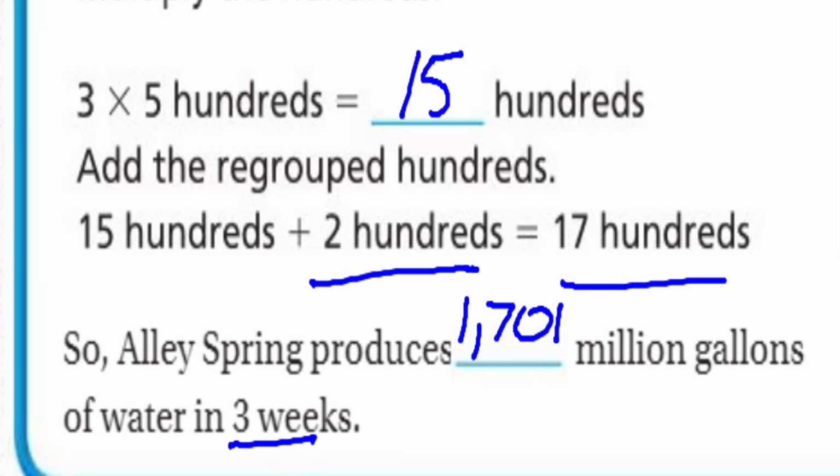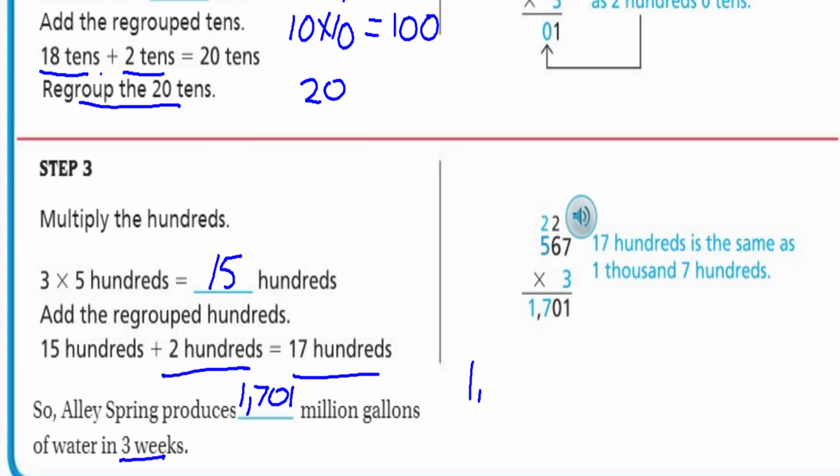Now what was our estimation? I believe it was 1,800. Is that answer reasonable or what? Absolutely. Remember I said that the actual answer may be a little bit lower because we rounded up in our estimation. And look, our answer is even lower than 1,800. So that lets us know that, yeah, we're on track.